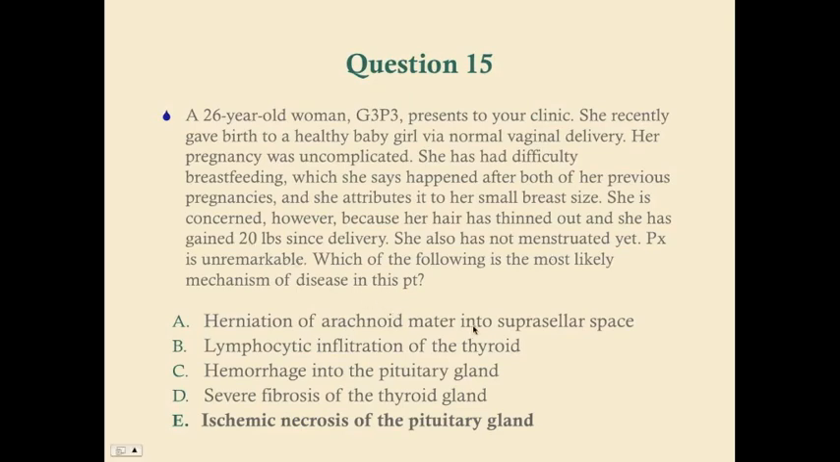Herniation of arachnoid mater into suprasellar space, that would be empty sella syndrome. That tends to happen in heavier women, but it tends to be asymptomatic. Lymphocytic infiltration of the thyroid is subacute thyroiditis. I suppose it could also be Hashimoto's thyroiditis, but that would not explain the fact that this happened acutely after pregnancy and the fact that she's not menstruating now. Well, I suppose it could explain that she hasn't menstruated yet, but this happened acutely after pregnancy, and she's had difficulty breastfeeding.